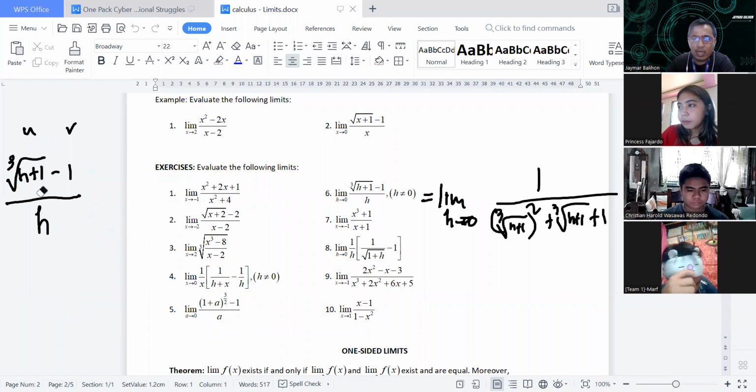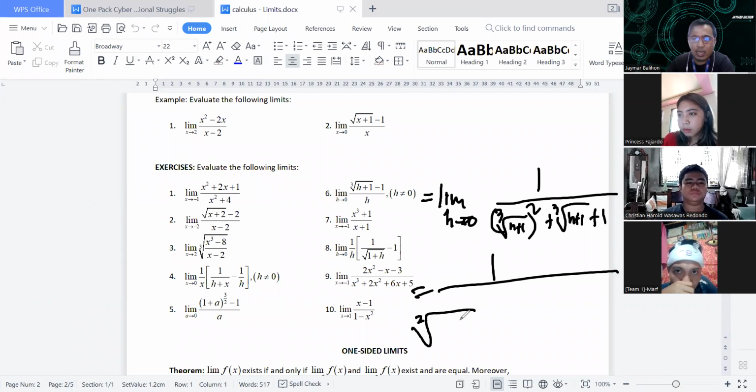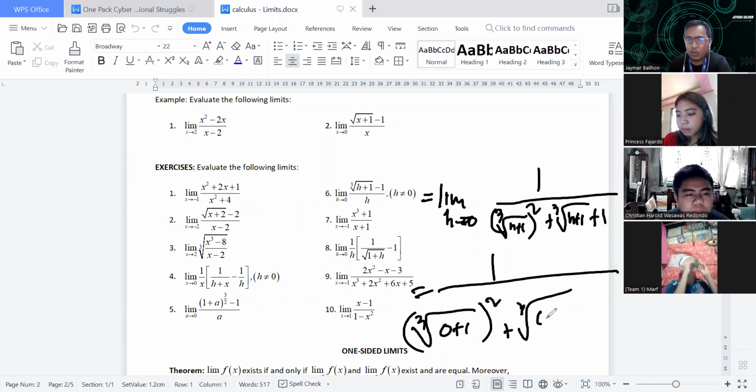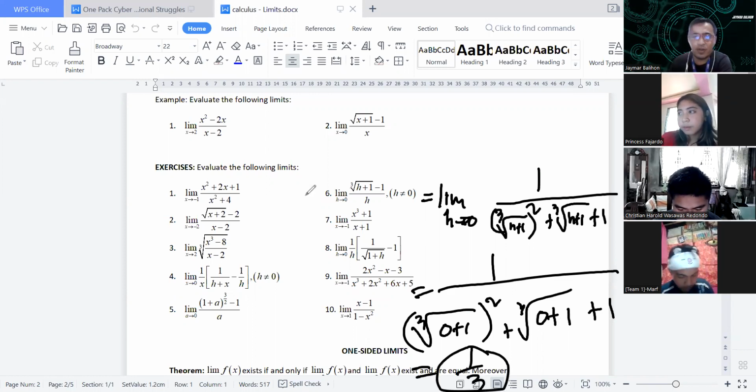If we substitute it to your function, it will be 1 over the cube root of 0 plus 1 squared plus the cube root of 0 plus 1 plus 1, right? And here, it will be 1. The cube root of 1 is 1. This is just 1. The square root of 1 is just 1. This is also 1. The cube root of 1 is 1. So obviously, your answer will be 1/3. Do you agree with me that the answer is 1/3? Yes, sir. So the answer here is 1/3. That is your answer for number 6.